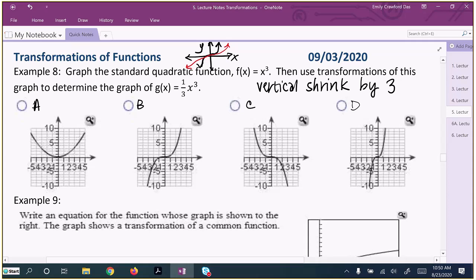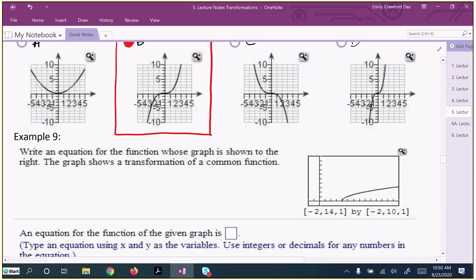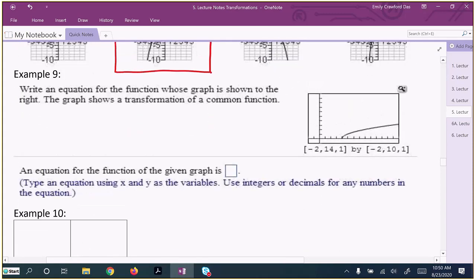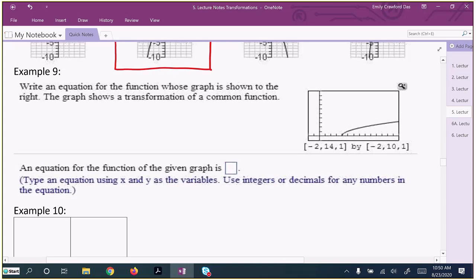So if I look at D, D looks like a vertical stretch. It's getting taller faster. And if I look at C, C has this reflection, which we don't have. So I can eliminate C and D, and that means B should be my correct graph. For vertical shrink by a factor of 3, my graph is a little bit stretched out. Okay. So let's do a different type of exercise now.